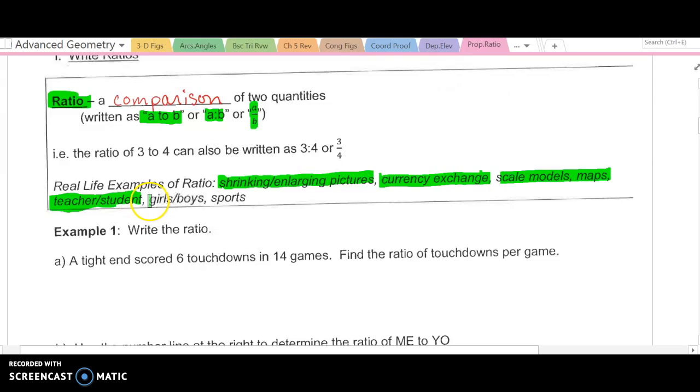You'll also want to look at, when you go to colleges, what's that girl to boy ratio? Are there 5 girls for every 1 boy? Is that something I want? Is that something I don't want? And then, of course, sports.